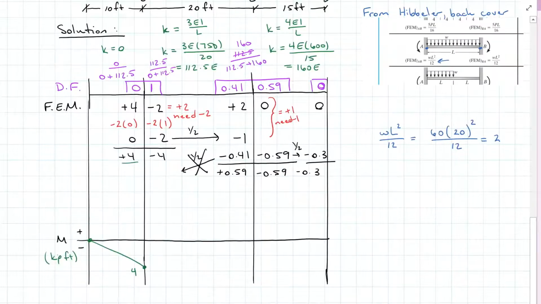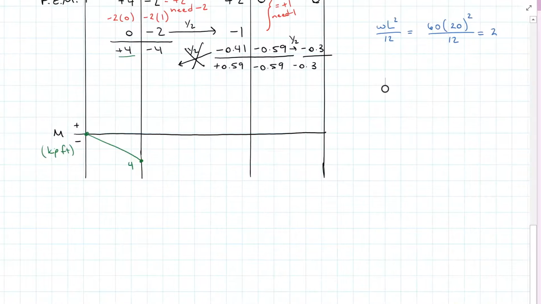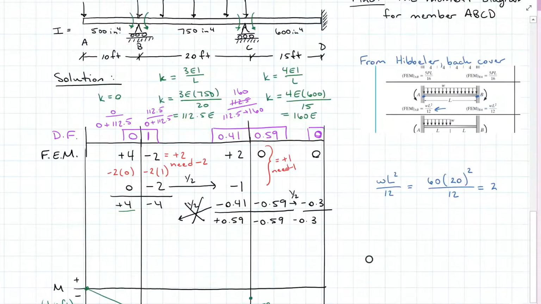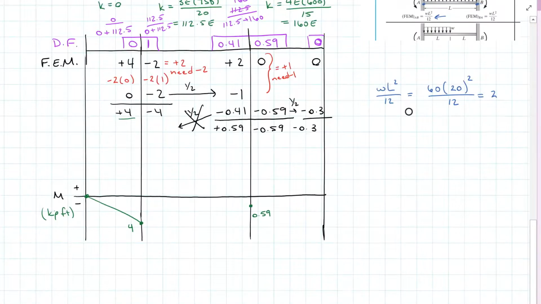Now we move to the other side of joint B, and we have a negative or counterclockwise 4, which is still compression in the bottom. Compression in the bottom is negative. We're going to do the middle of BC in a minute. Coming over here to C, we have a positive or a clockwise 0.59 and a counterclockwise 0.59, compression in the bottom. So this is going to be up here 0.59. And then we're left with a negative 0.3. Negative is counterclockwise. That's compression in the top.